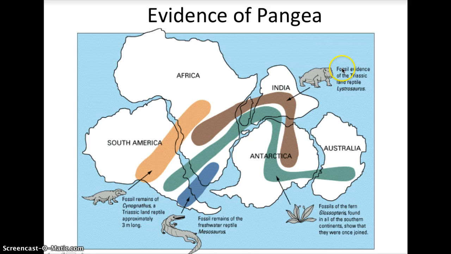Look at this guy. Listosaurus. He lived in India, Antarctica, Africa. What was that, Madagascar? Guy was all over the place. Those places are so far away from each other now.